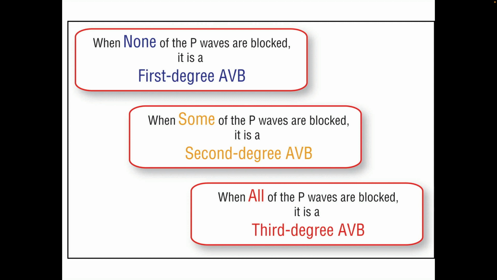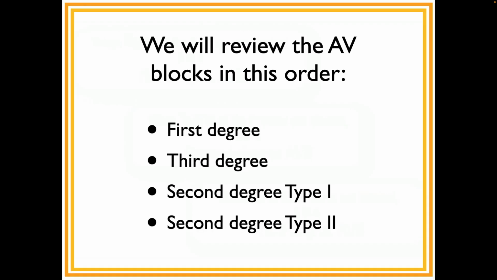Now you would think that it makes sense to go through and explain each one, doing the first degree, then the second degree, and then the third degree. But that's not how I do it, and I'll tell you why. Today, and we're going to go through all of them today, we're going to review the AV blocks in this order: first degree, then we're going to jump to third degree, then we're going to come back and do the second degree AV blocks. And the reason is I've put them in order of difficulty. So first degree, piece of cake. Third degree, pretty simple, and then it starts getting a little gnarly with the second degree AV blocks. So we're going to kind of build up to it.